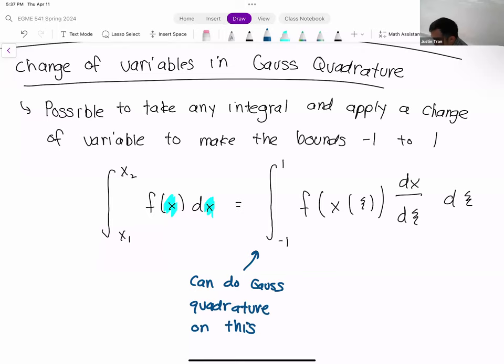So that's good, right? That's what we want. We want to be able to take any integral and apply Gauss quadrature to it. And the way we do that is by performing this change of variables. Now, of course, there's the question of how do we even do this?